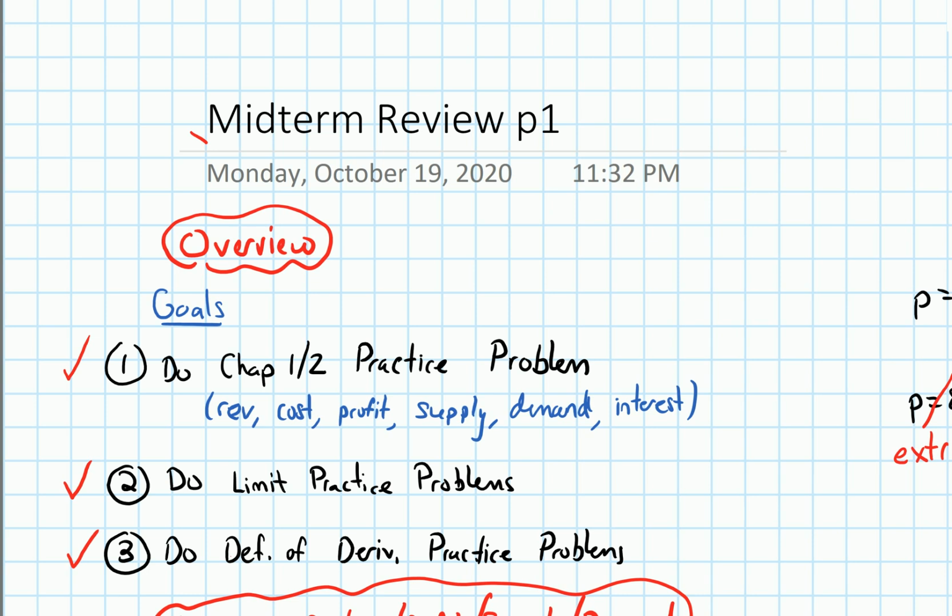As you continue to prep for the midterm, I'd encourage you to do as many of the midterm review problems as you can. In particular, do the high priority questions first. Those are the ones with a star and the ones marked with a plus sign.